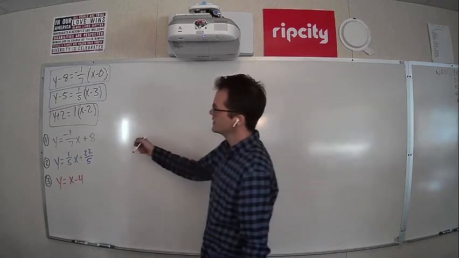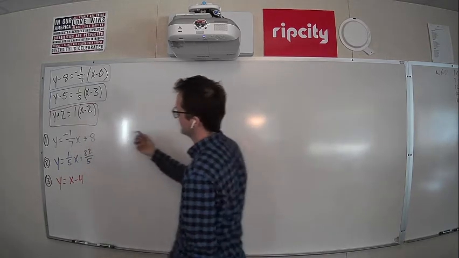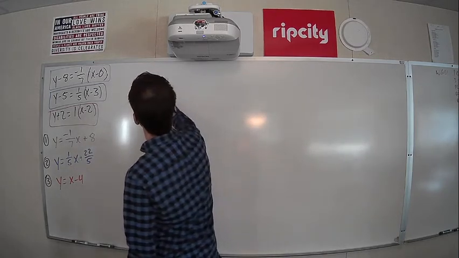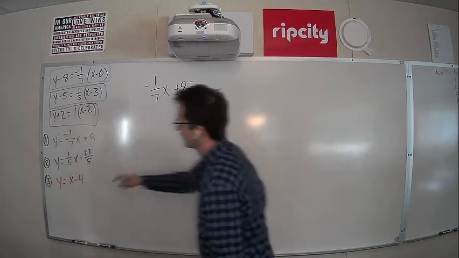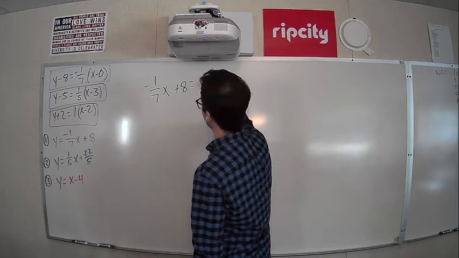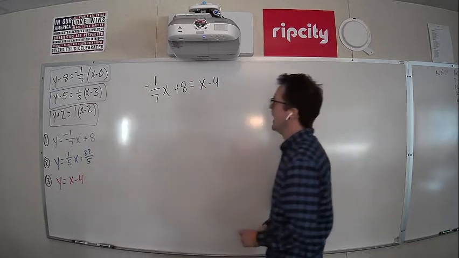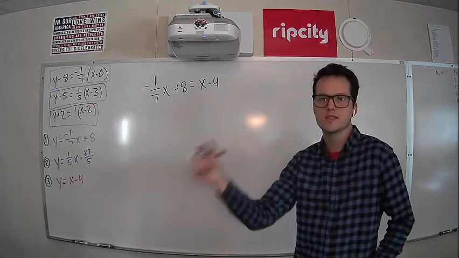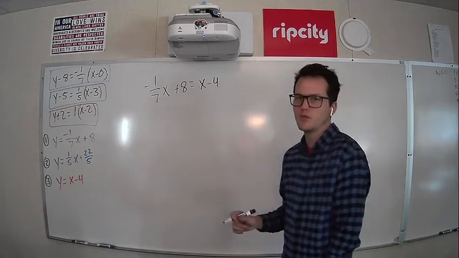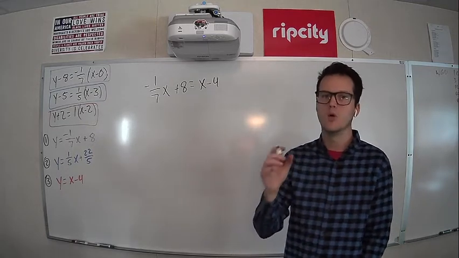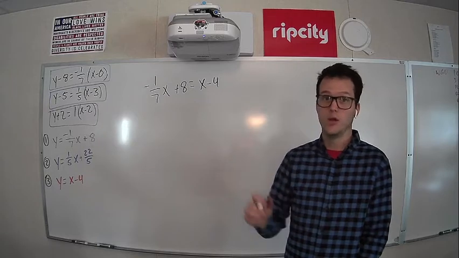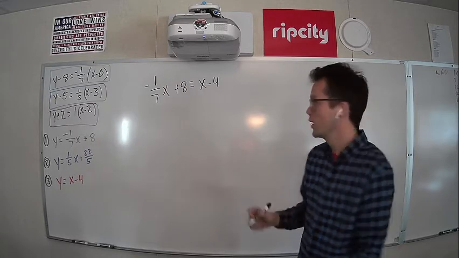So I'm going to set the right-hand side of equation 1, so that's negative 1/7 x plus 8, equal to the right-hand side of equation number 3. That's x minus 4. And what we're going to do here is solve this equation for x. This x that we find here is the x-coordinate of our orthocenter. Then we're really close to finishing our problem.